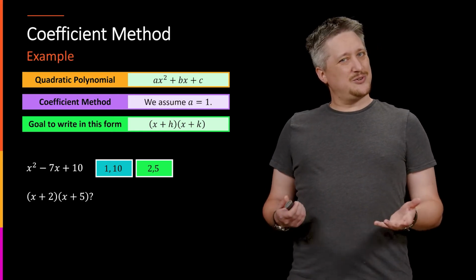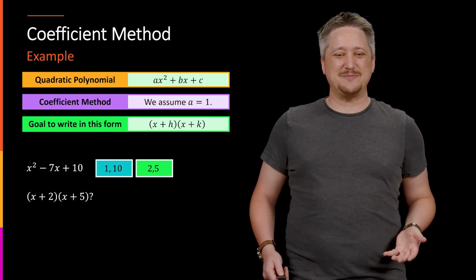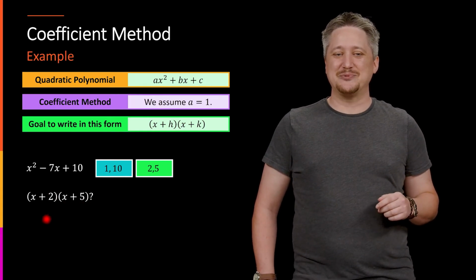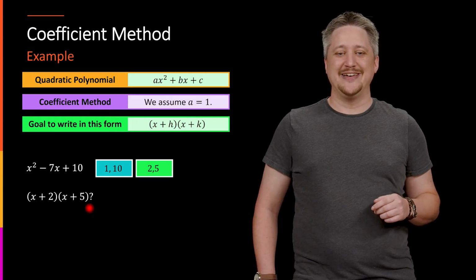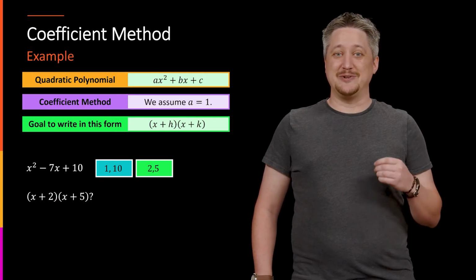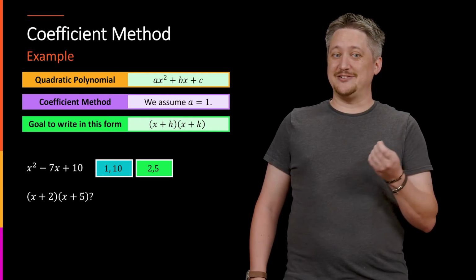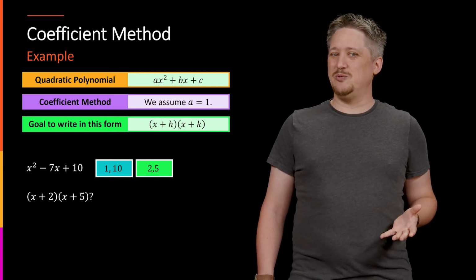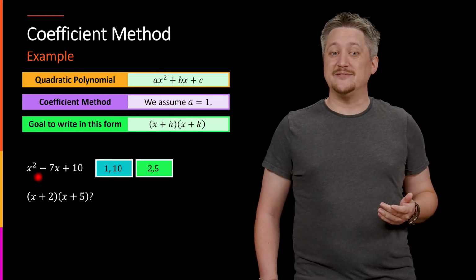But not quite, right? If we expand this out, which I'm not going to put you through, notice we're going to get a plus 2 times x and a plus 5 times x. So 2x and 5x together give me a positive 7x. That's not what we want, right? What we want is negative 7x.